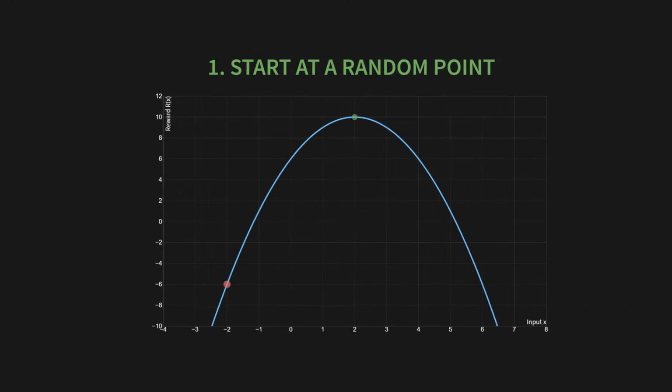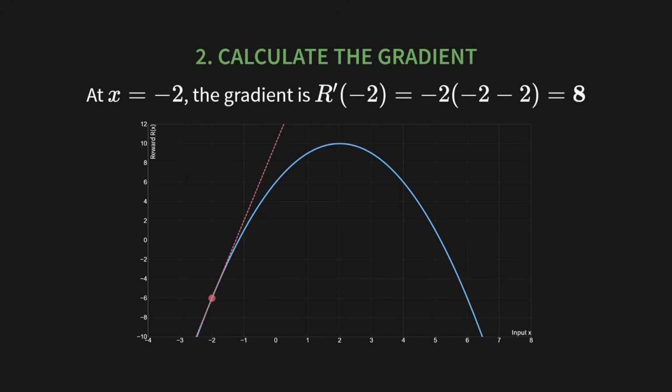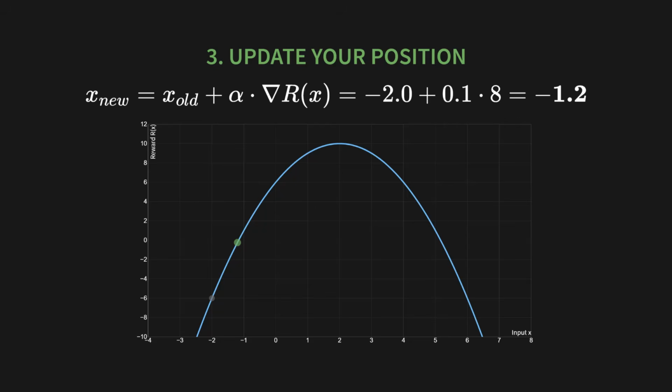Here's how it works. First, you start at a random point. Let's just pick one, say x = -2. Second, you calculate the gradient. The gradient tells you the direction of steepest ascent. It's the fastest way up the hill. At our point, x = -2, the gradient is r'(-2), which is -2 times (-2 - 2), which equals a steep 8. It's telling us to move right and fast.